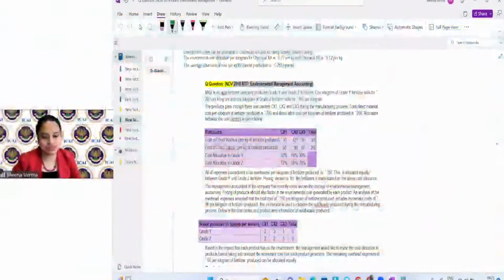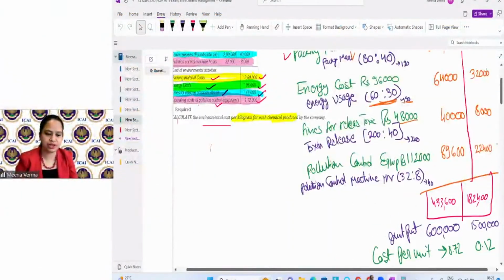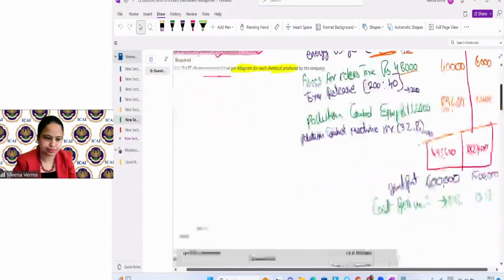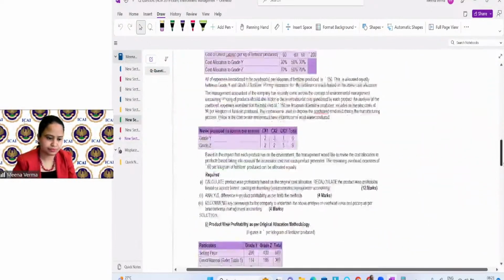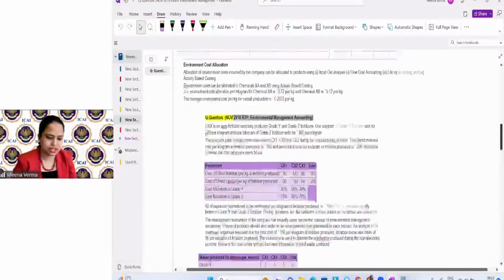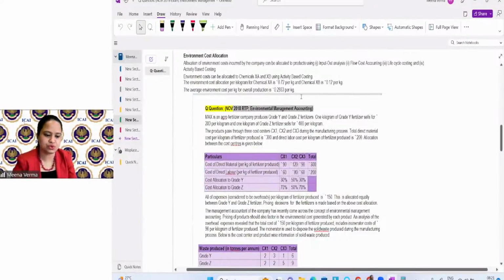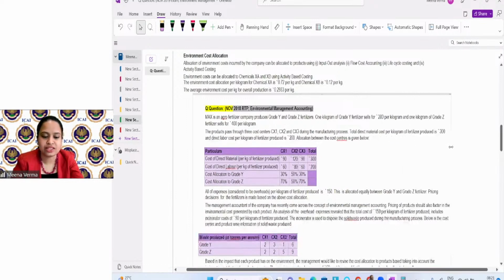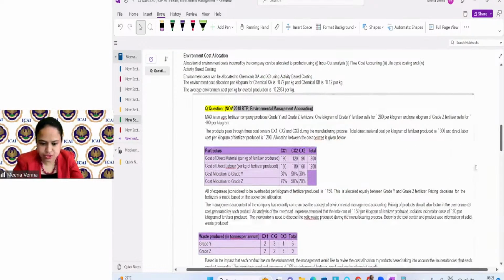Hi, let's take another question of environmental management accounting. This is the next question, quite a lengthy question. You will see the question is lengthy, but it is very easy. Though the question will come lengthy in examination, actually they're very simple. They're not difficult. They're lengthy, but they are easy. Okay, let's do this question.